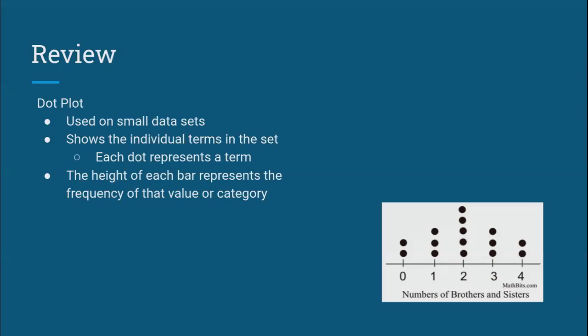Looking at this graph, we can have specific conversations about this data. We can say that there are 2 only children in this set. What else? Anybody else got something from this graph? What can this graph tell us? Again, we have 2 only children. What else?